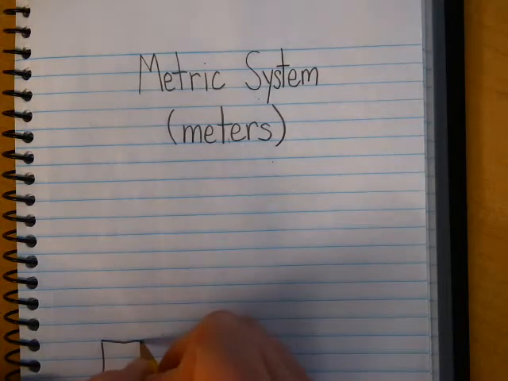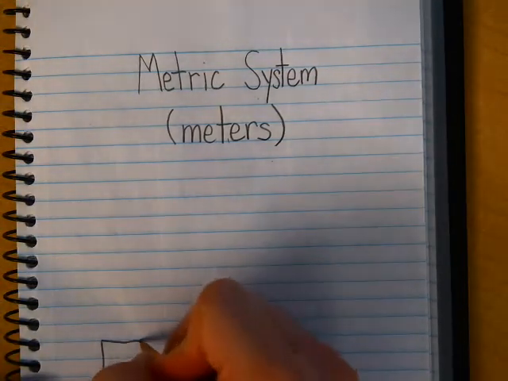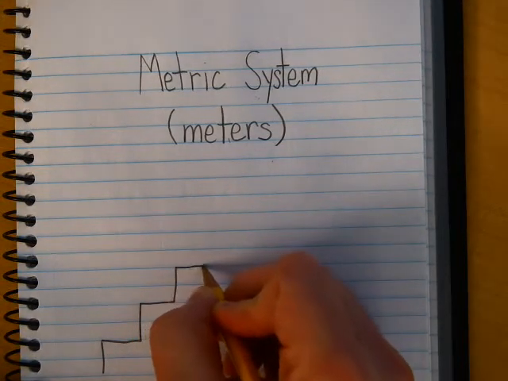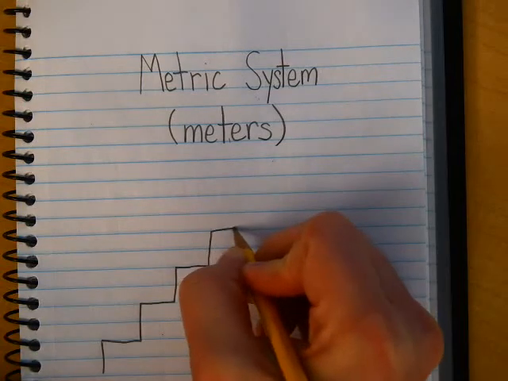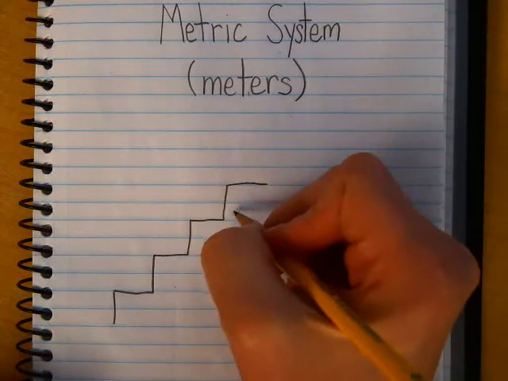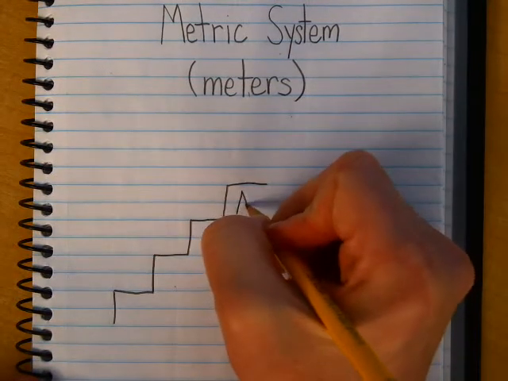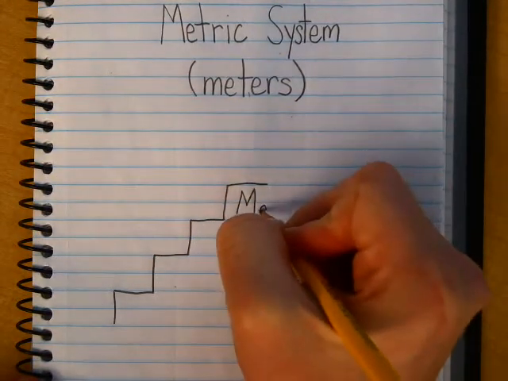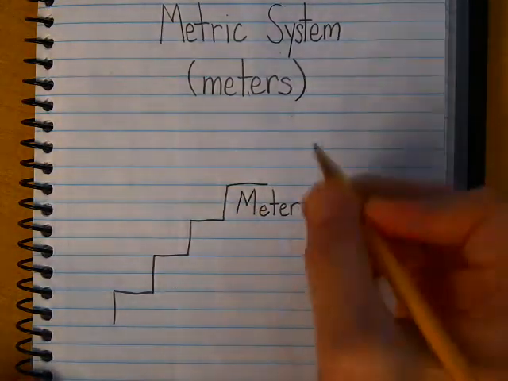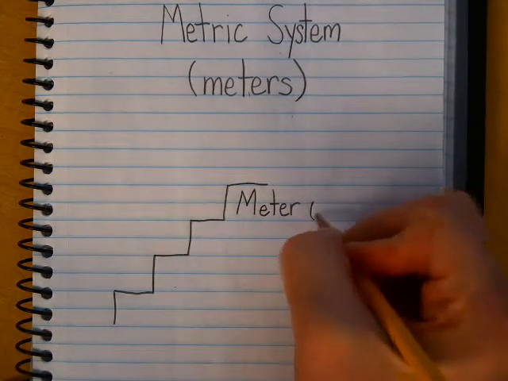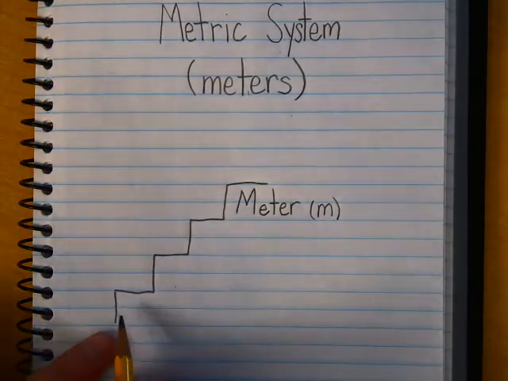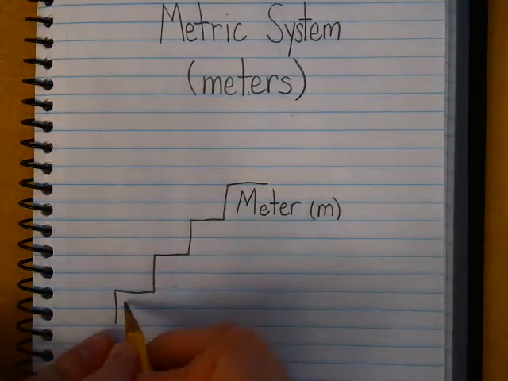I'm going to just draw 4 steps. There are actually more steps in this system, but for what you need, just 4 steps will do. At the top I'm going to put a meter, M-E-T-E-R. There's my meter, and the abbreviation for meter is just M. The tiniest one that we're talking about in this system is a millimeter.